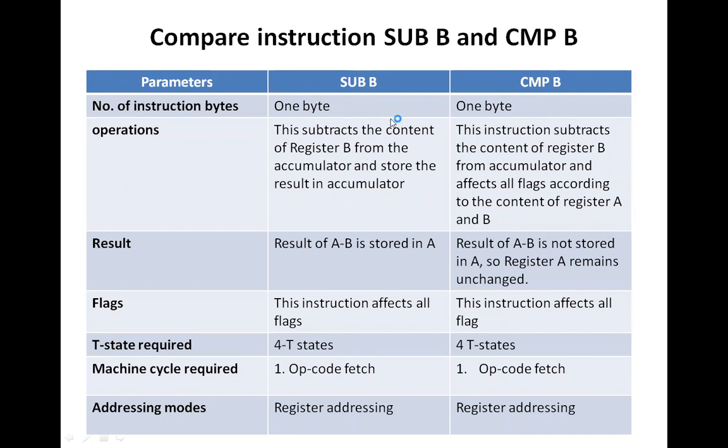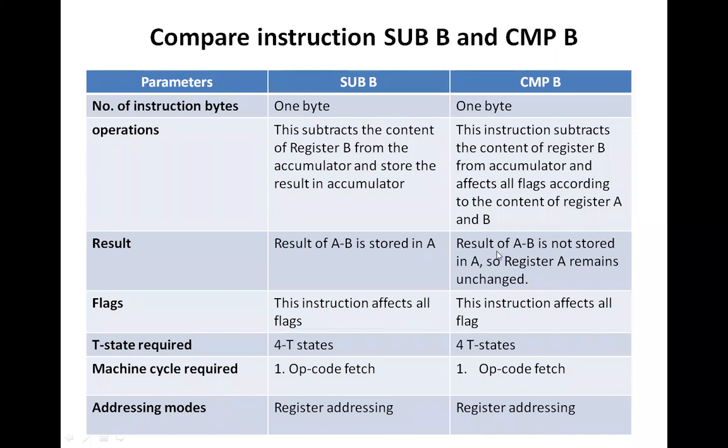Sorry, in subtract B the content of B is subtracted from A and the result is stored in accumulator. But in compare B, only flags are affected. The content of A is not altered. The result is another parameter. In subtract B, the result of A minus B is stored in A. In compare B, the result of A minus B is not stored in A. So the register A remains unchanged.